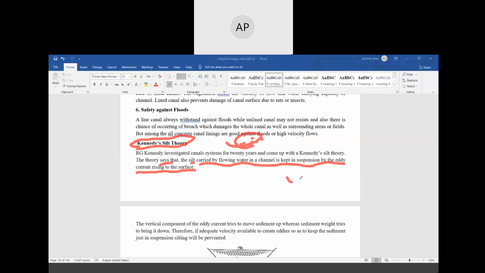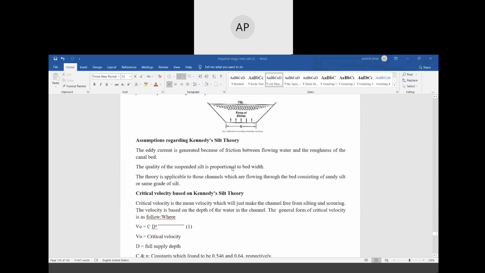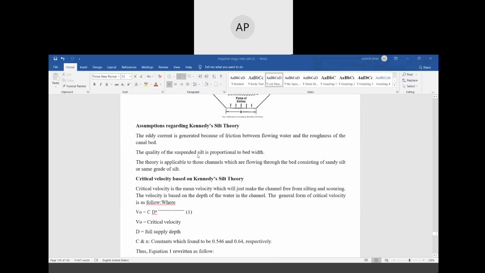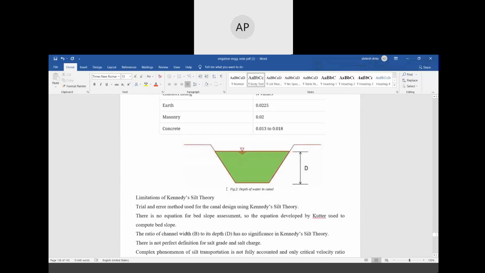Eddy currents are rotational currents, a three-dimensional flow of water. Okay, these are your eddy currents. Not current in electricity. These are water currents. Kennedy made some assumptions and gave the following conclusion. He gave one general mathematical formula to find out the critical velocity.